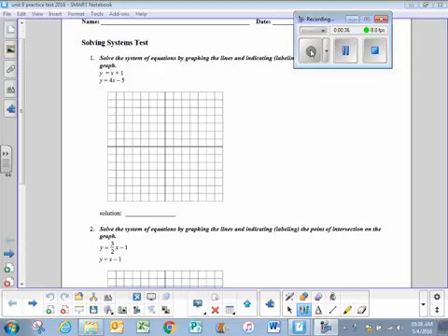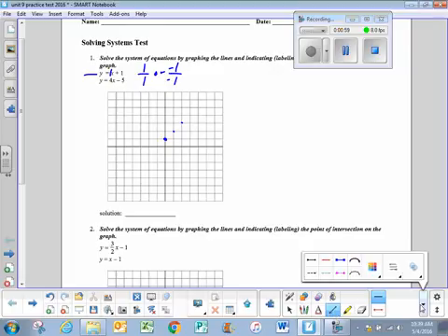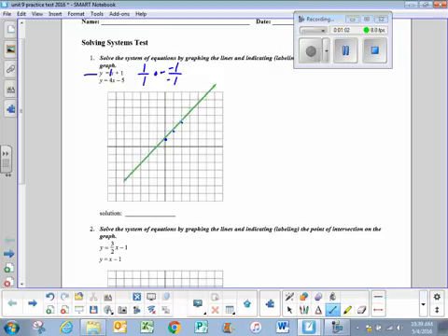In solving system equations, when we're asked to graph, we need to graph both lines correctly. We need to use a ruler, and the point of intersection will be the solution. What is the y-intercept here? 1. What is the slope? 1 over 1, good. Or it could be negative 1 over negative 1. So I can rise 1, run 1. I'm going to graph that line.